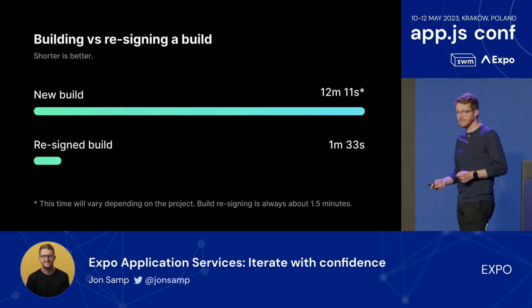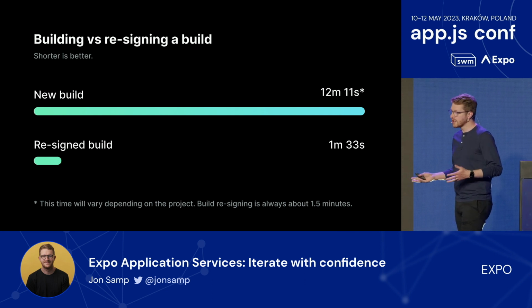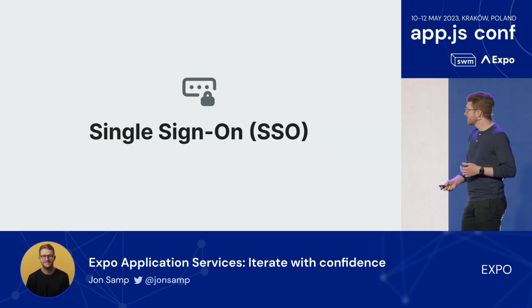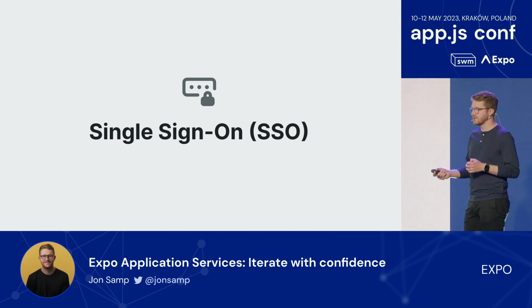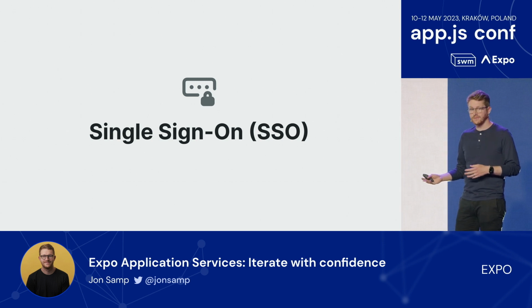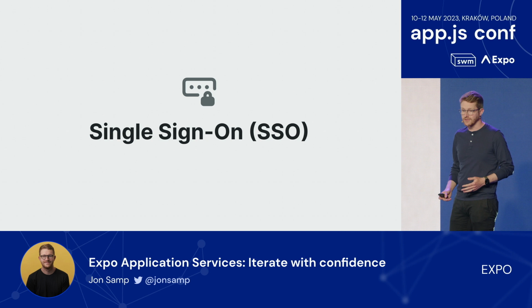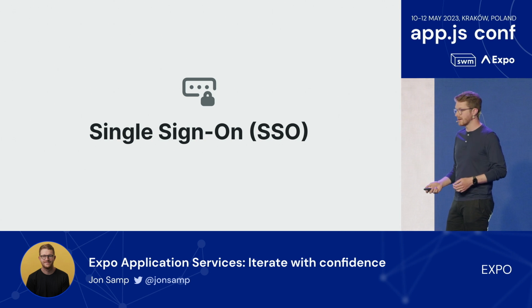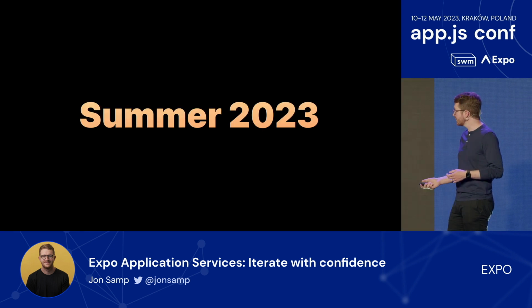Also, speaking of your team getting up and going, for larger companies, they often use something called single sign-on. Single sign-on is a way for your company to control what access you have to all kinds of web apps and other services. And Expo is going to be supporting that coming this summer. So if that's something your company uses, you can start using us as well.